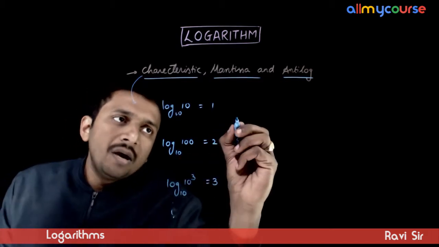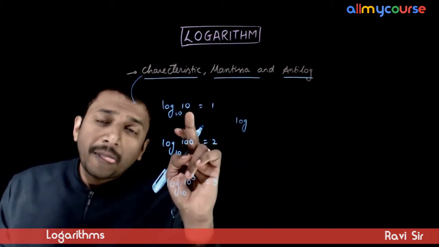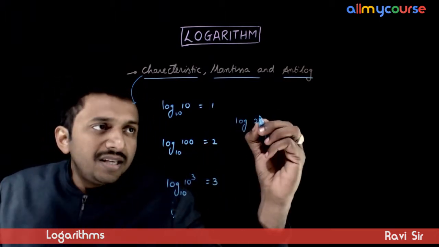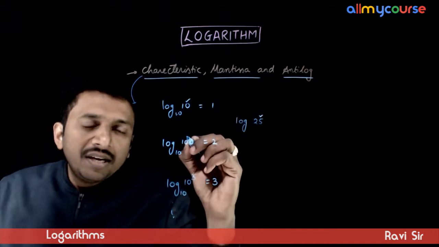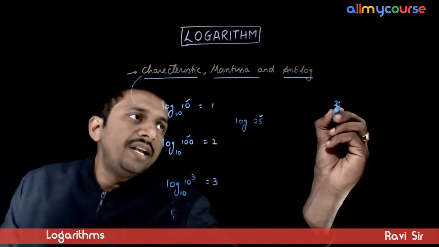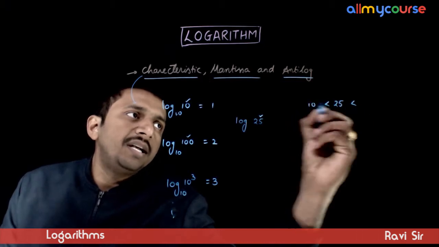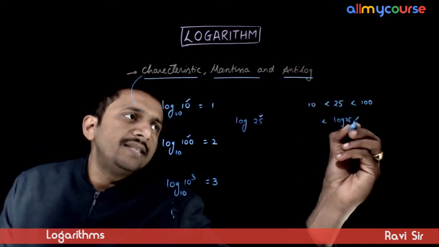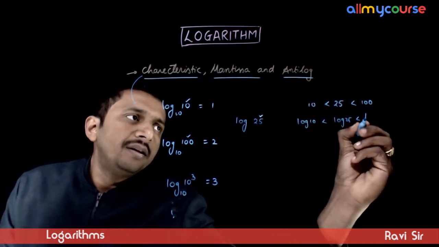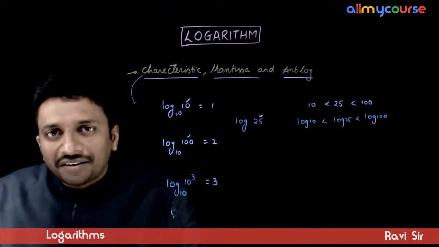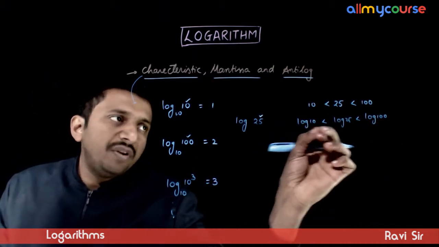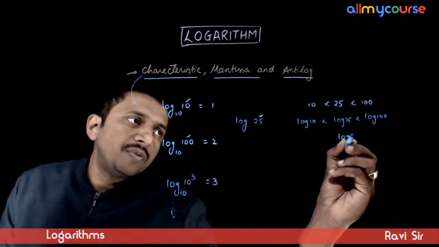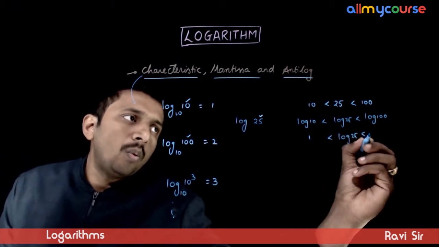Now if I ask you a question, what is the logarithm of 25? As you can see, 25 lies between 10 and 100, right? So log 25 lies between log 10 and log 100. And what is log 10? It's 1, and log 100 is 2. So log 25 lies between 1 and 2.